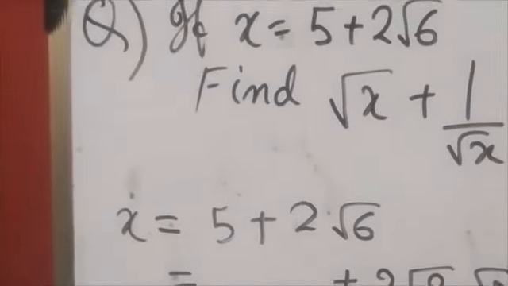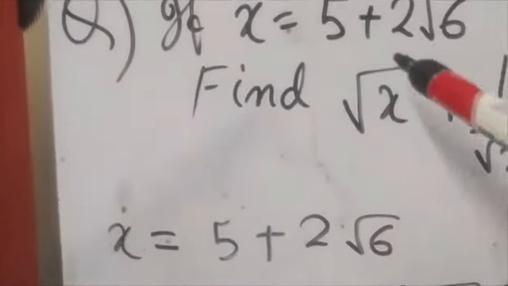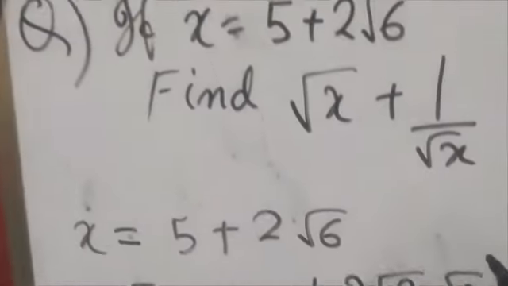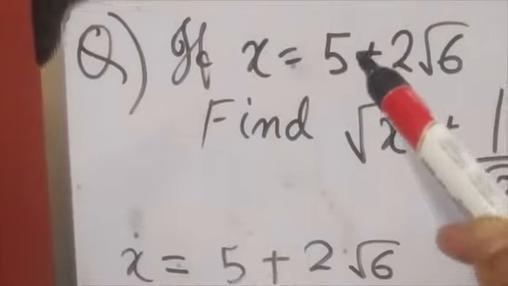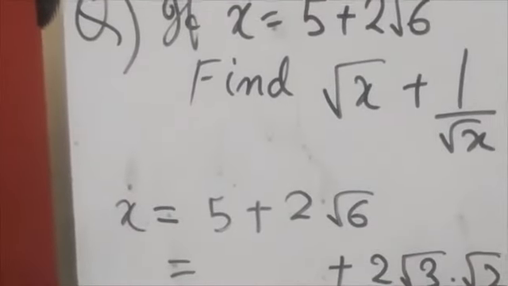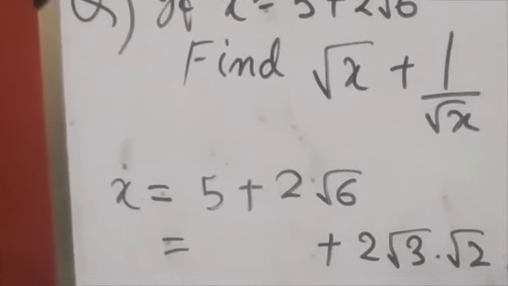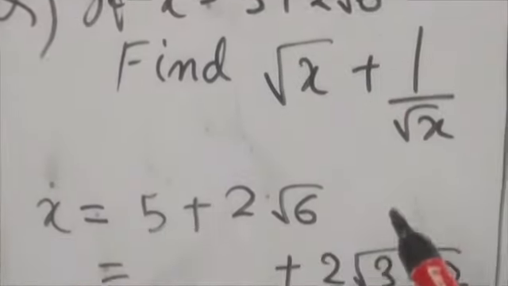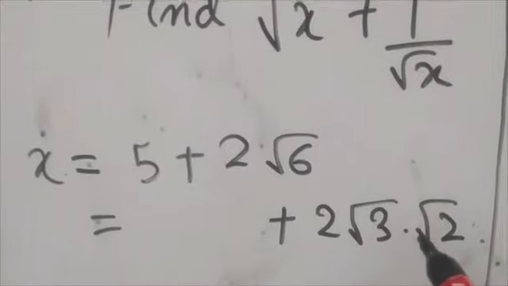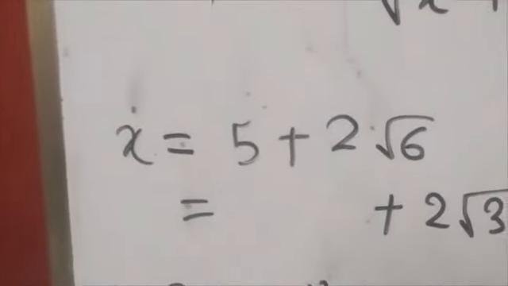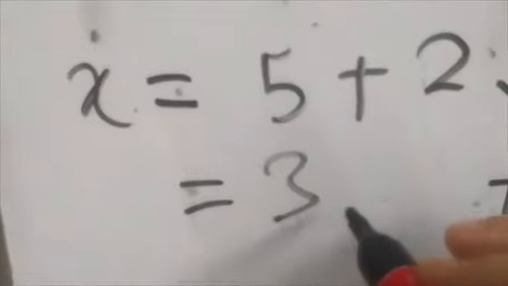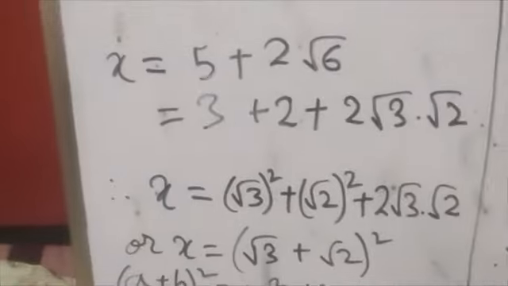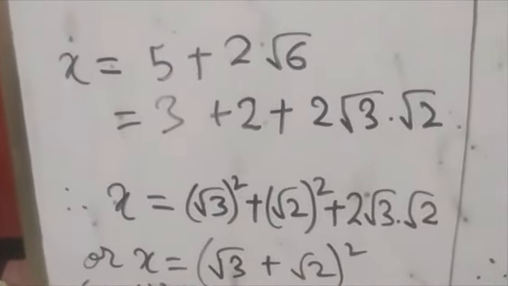Now, see, you have to see from here, root 6 is root 3 into root 2 and 5 is 3 plus 2. From this, you have to remember the formulae of algebra, and from there, you have to break up 2 root 6 into 2 root 3 into root 2. So, this one will be 3 plus 2, so 3 plus 2 plus 2 root 3 into root 2.